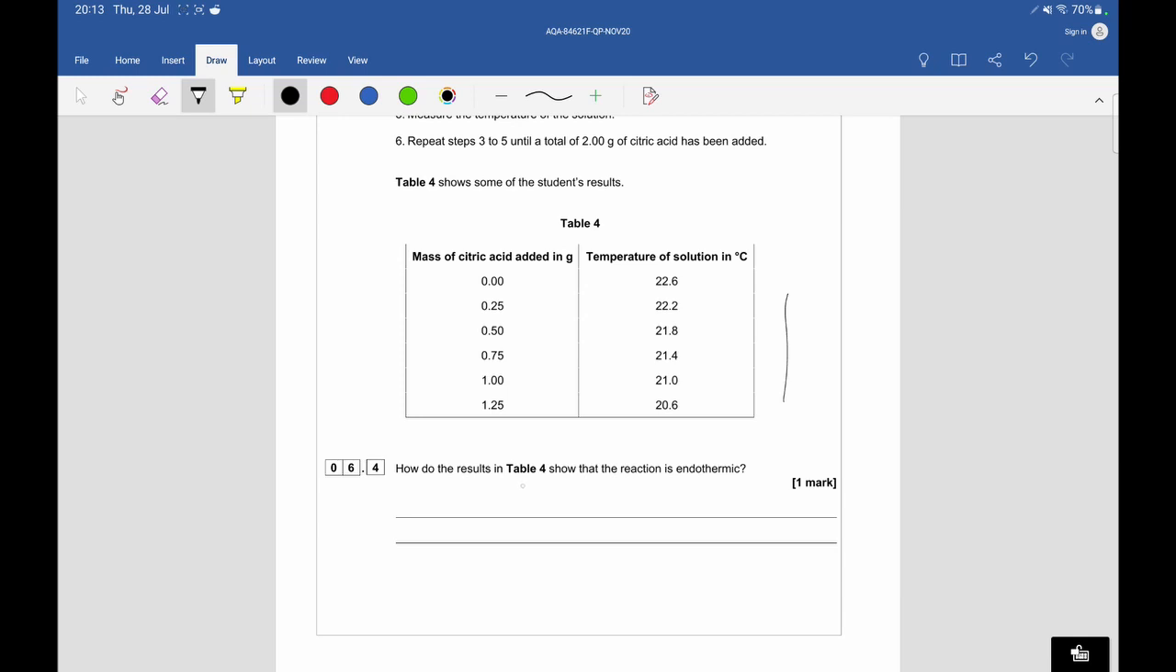And it says, how did the results in table 4 show this reaction is endothermic? We know that endo means that energy is going to go into our substance, into our compound, so the temperature should be going down here. And you can clearly see it starts at 22.6 and goes down to 20.6. So our temperature decreases.